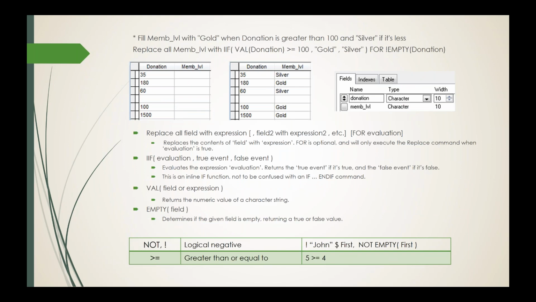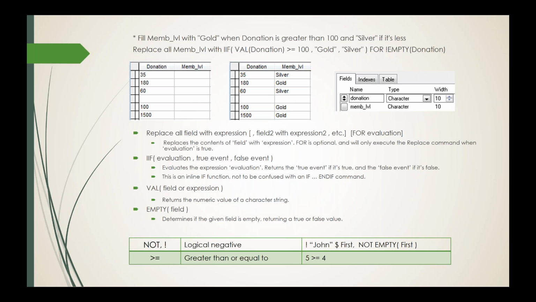Okay, I think I got one more for you here. What this command is going to do, just reading our comment there, is fill a member level field with gold when donation is greater than 100 and silver if it's less. In this example, I've been given a list and a donation field, and they want me to determine the member level based on that donation.